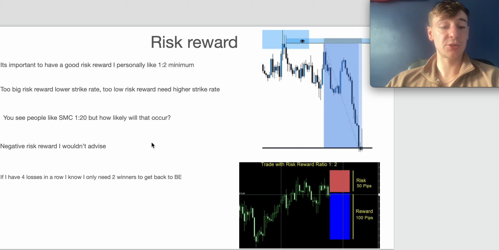It's down to the individual, but personally for me, if I have a 1 to 2 and I take 4 losses in a row, I know I only need 2 winners to get back to break even, and psychologically that's better, because taking 4 losses can occur with any strategy. So all I need is 2 good solid winners, and I'm back to break even, and then psychologically you're back to square one, and then you can keep growing. I just like having 2 to 1, but that's just personal for me.